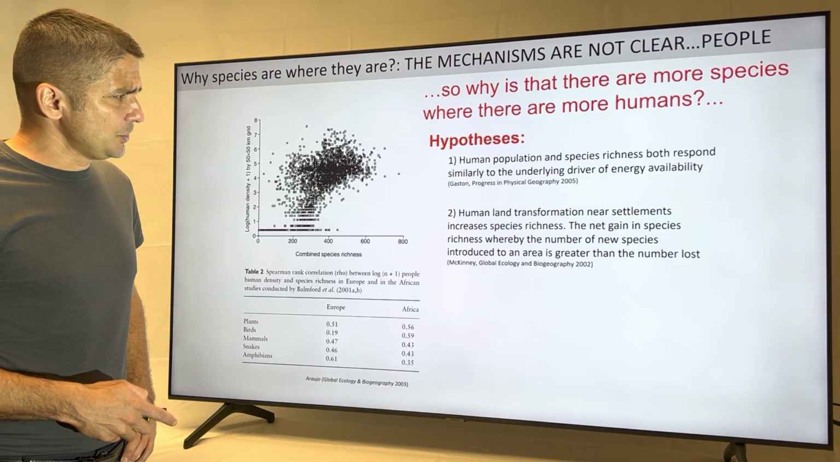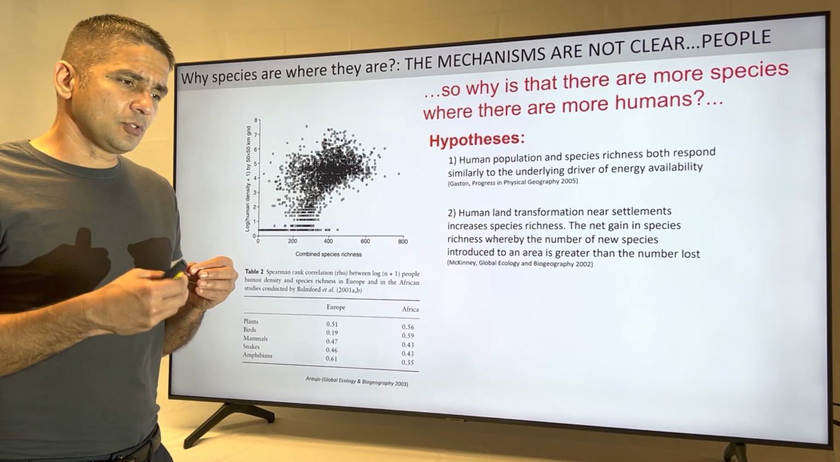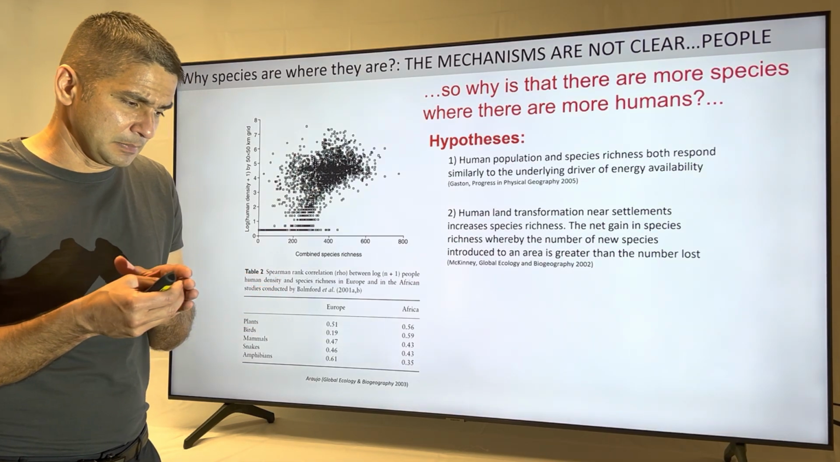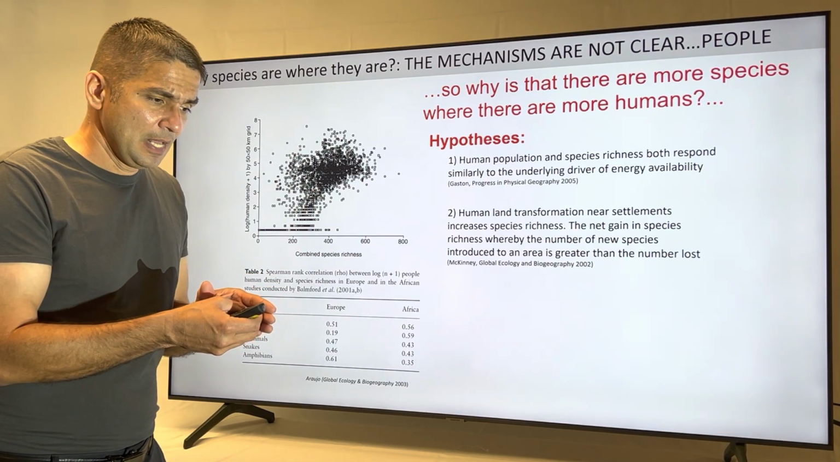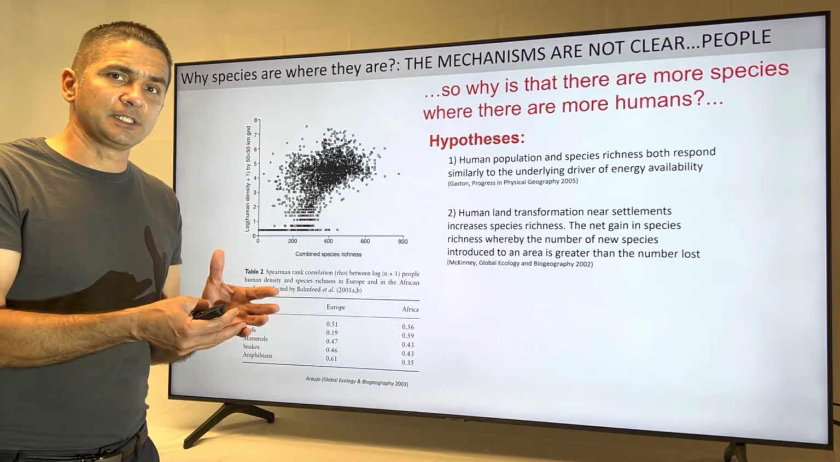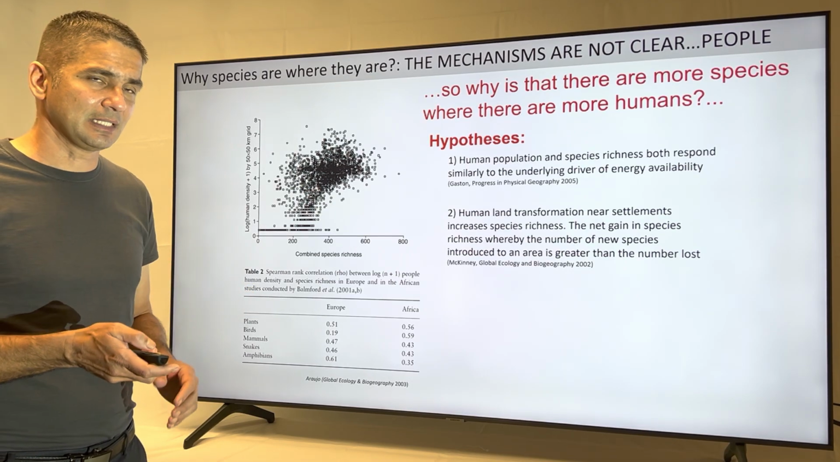The other explanation that has been proposed is that by us introducing new species, and species that are there being impacted but having a hard time going extinct, we actually work as a way to increase the number of species, so that basically humans are creating a net gain of species in certain places.